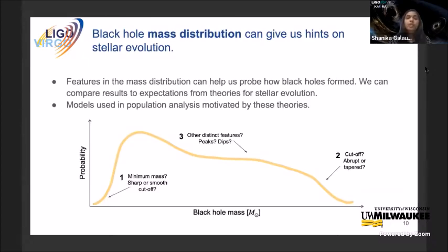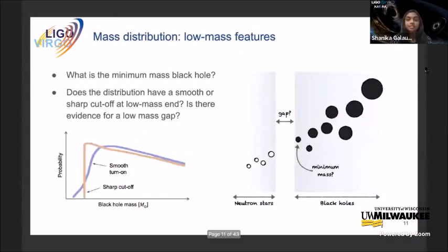And for our analyses, we explore multiple different mass models to study our population of binary black holes. And these models have features that are motivated by astrophysical processes. So in the next few slides, I'll describe a few examples that motivate some of our mass models. So moving on to the next slide.